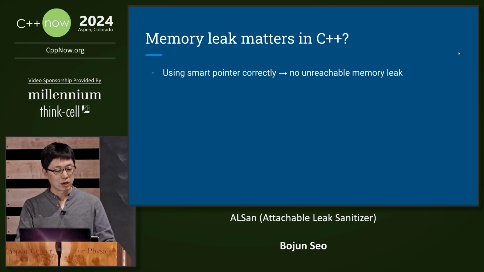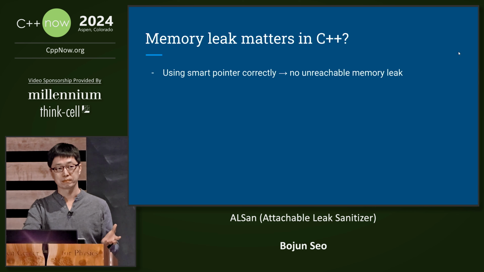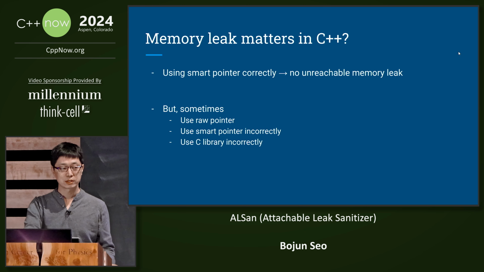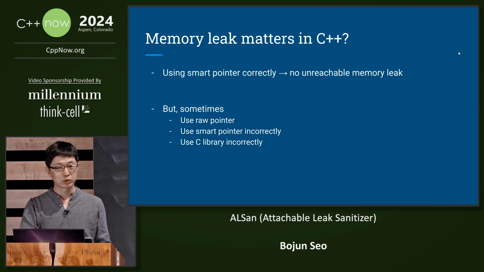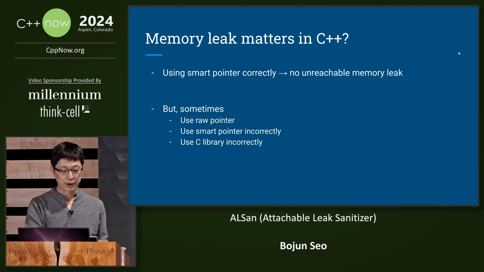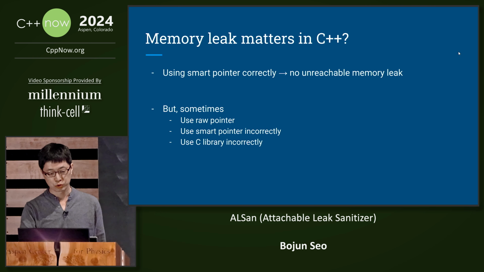It is obvious that if you use smart pointers correctly, there will be no memory leak caused by unreachable memory. But sometimes some people may use raw pointers and smart pointers incorrectly, or sometimes you need to use a C library. Let me show you one example.